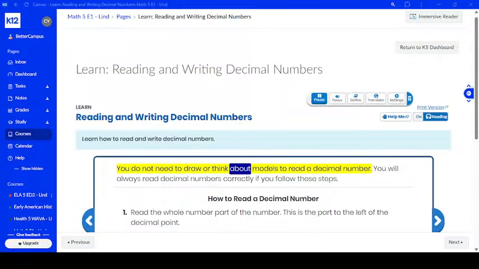How to read a decimal number. Read the whole number part of the number. This is the part to the left of the decimal point. Read the decimal point as "and." Read the decimal part of the number, using the place value farthest to the right in that number.